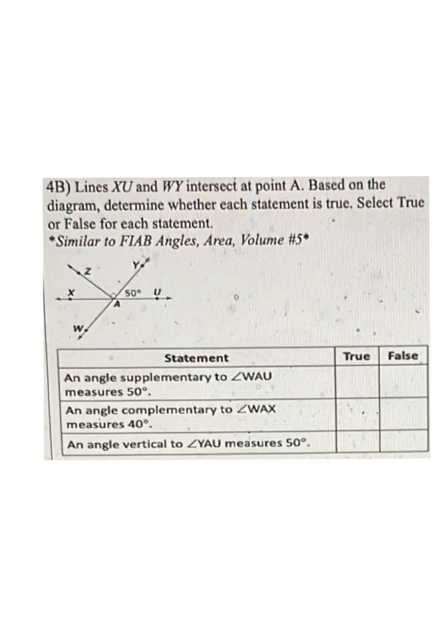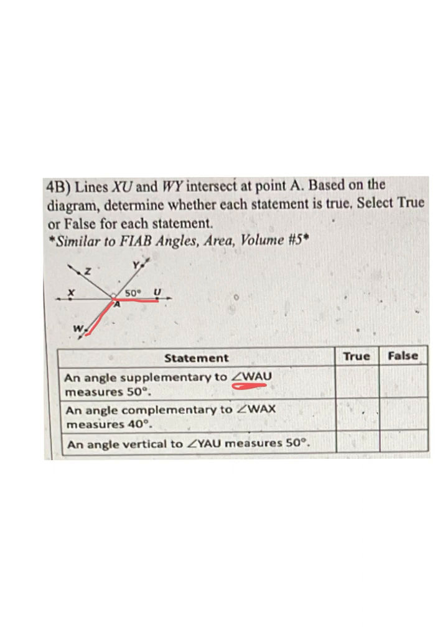All right, moving on. It says the lines XU and WY intersect at point A. Based on the diagram, determine whether each statement is true. It's like true or false for each statement. And this is similar to FIAB, angles, area, and volume, number 5. Guys, for this one, the best way to do it is just to trace the angles that they're giving us. So for the first statement, it says an angle supplementary to WAU measures 50 degrees. So let's trace it, WAU. And just like how I traced it, you should trace it too.